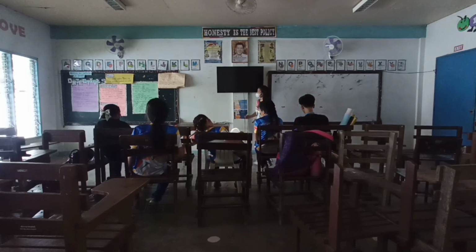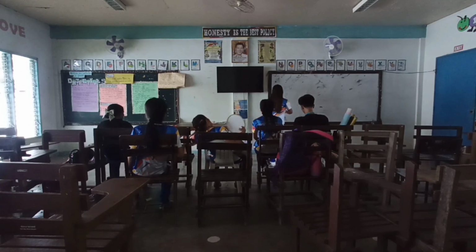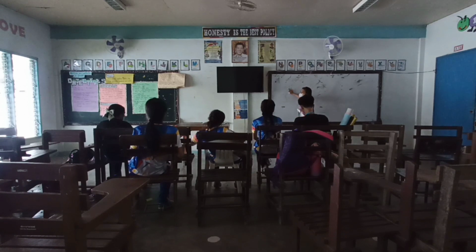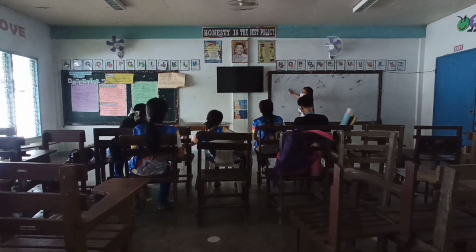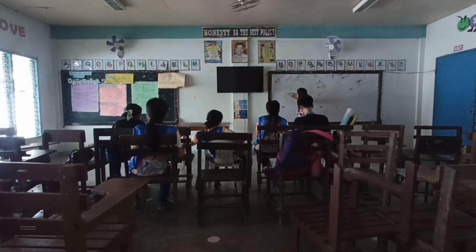The second step here, we will change the operation from subtraction to addition. Since it is a minus, we will now change it to plus. What is the third step? We will get the opposite sign of the second number. The second number here is positive 6. What is the opposite sign of positive 6? Negative 6.